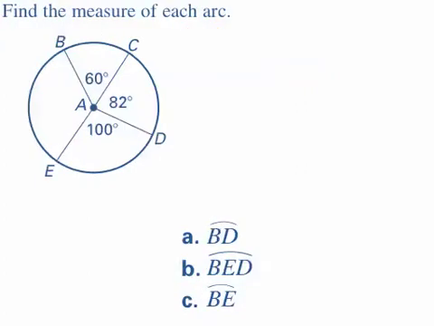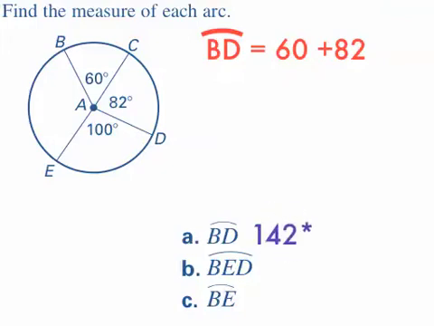This next example asks us to find the measure of each arc. The first one that they ask us for is arc BD. We know they're talking about the minor arc because of the notation. If they were asking for a major arc, then they would include another point that would be on the arc between the two endpoints. Because arc BD is created by two central angles, BAC and CAD, we can add those angle measures and it will give us 142 degrees.